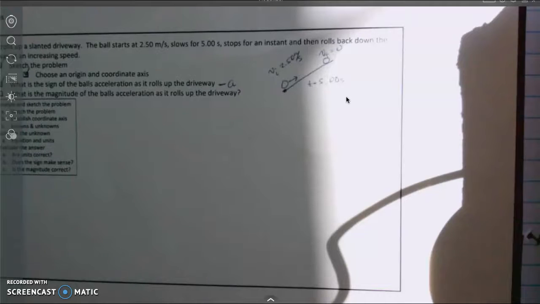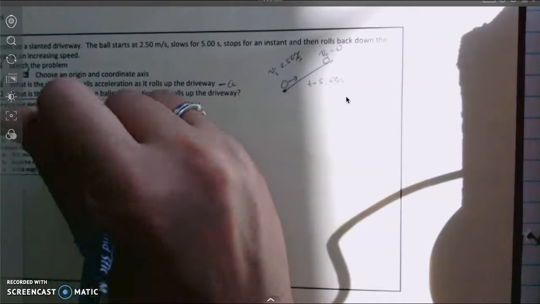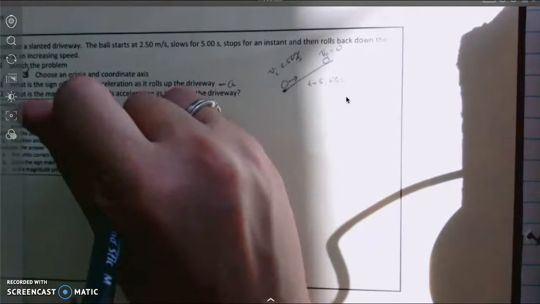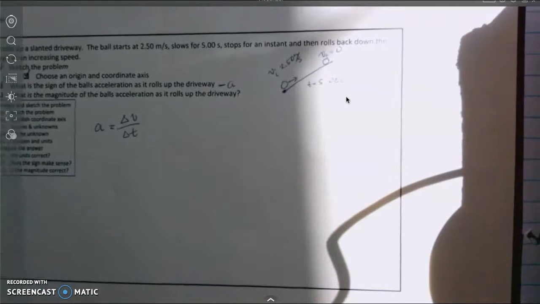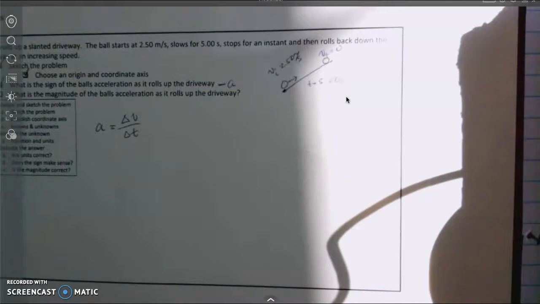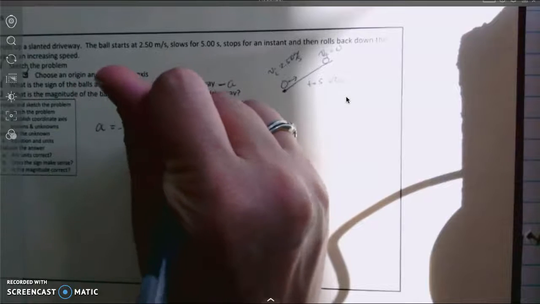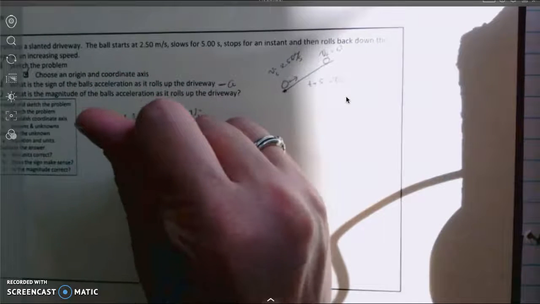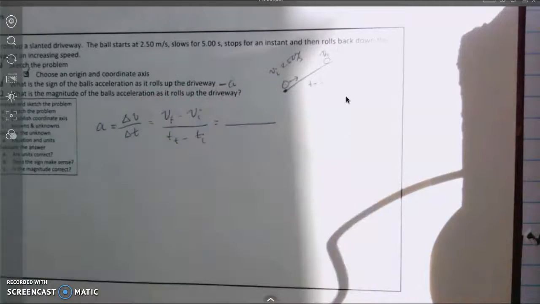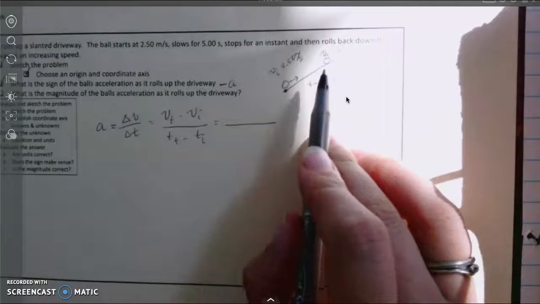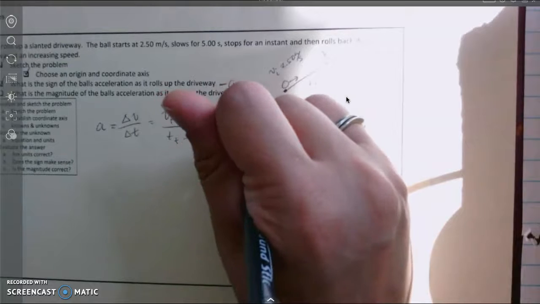And then we have, what is the magnitude of the ball's acceleration as it rolls up the driveway? Okay. Well, average acceleration is a change in velocity over a change in time. Okay? And delta means final minus initial. So we have velocity final minus velocity initial divided by time final minus time initial. In this situation, my velocity final was 0 when we got to the top of our incline there.